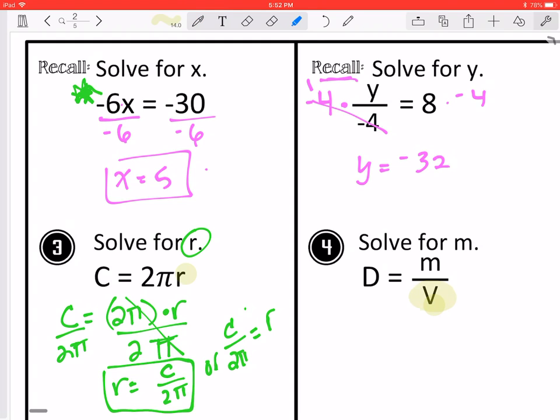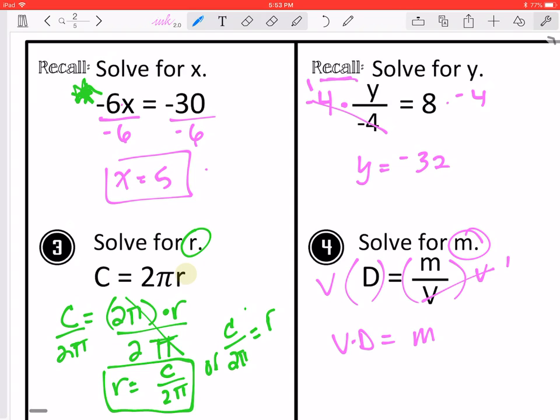All right, we multiplied by the denominator. I have a fraction. I have a denominator. My denominator is v. So that means I'm going to multiply my equation by v. I'm going to multiply both sides by v. So just like I did -4 up top, now I've got 4 on the brain. I'm going to multiply both sides of my equation by v. So now this becomes v times d is equal to, this becomes 1, so just m.